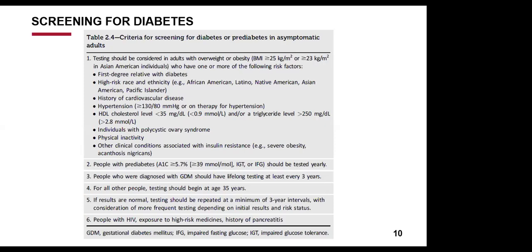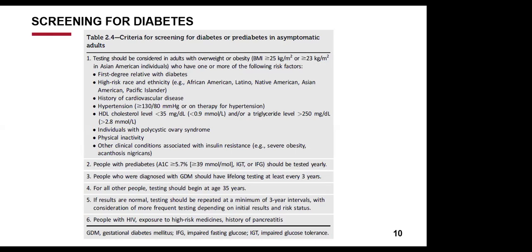People with pre-diabetes, those usually between 5.7 to 6.4 for A1C, should be tested every year to see whether they are now diabetic or not. Even those who were once diagnosed with gestational diabetes mellitus should be tested at least once every 3 years.